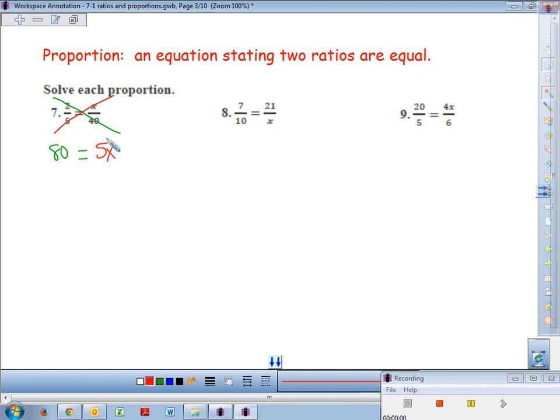Now it doesn't really matter what order you do them in, because you just got to take the red things times each other and the green things times each other. If you had 5x equals 80, that's the same thing, with the symmetric property. So then divide both sides by 5 and get x equals 16.